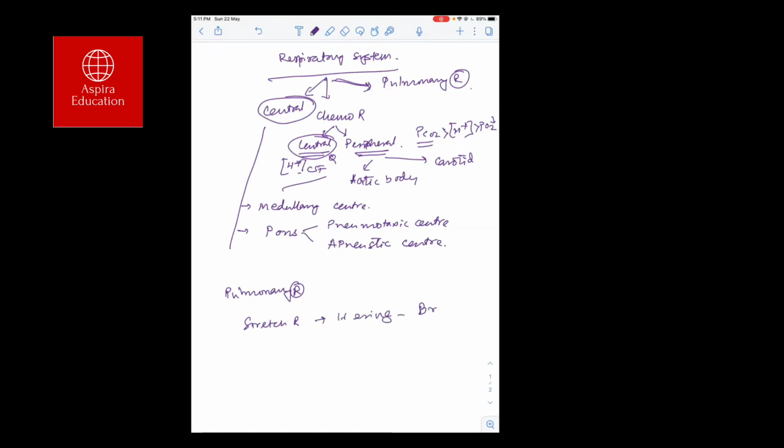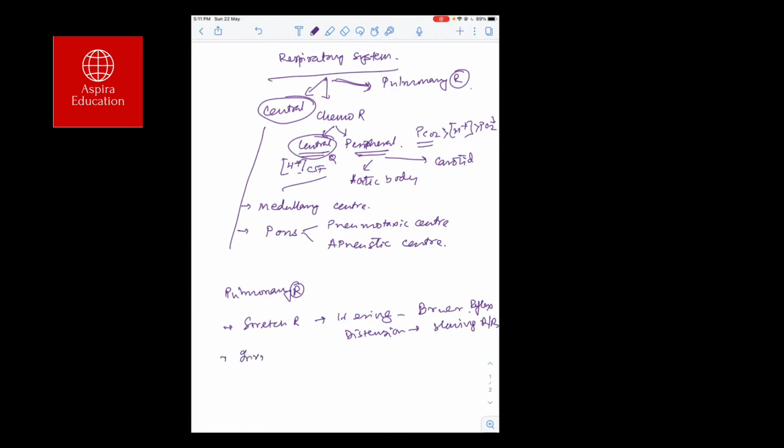This reflex is a kind of negative feedback, where if there is distension or stretch of the lung, the distension leads to slowing of the respiratory rate. So basically there's vagus nerve stimulation, and ultimately there's a slowing of the respiratory rate. That is through the stretch receptors present in the lungs.